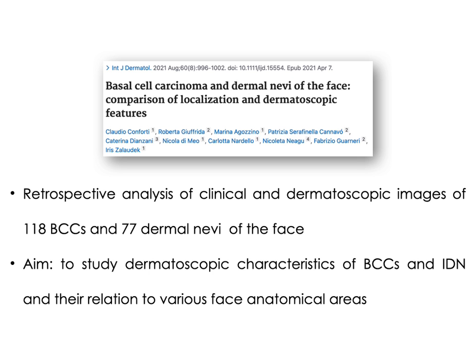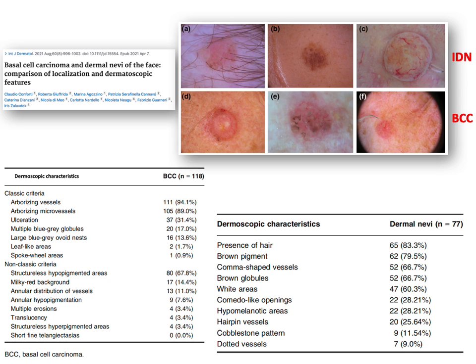And we performed a multicenter study from Italian universities, a study comparing basal cell carcinoma and dermal nevi, dermoscopic and localization features, and we proved that obviously the main dermoscopic features of basal cell carcinoma are arborizing vessels, microvessels, ulceration, while for dermal nevi, presence of hair, brown pigment, and comma-shaped vessels are the more frequent features.